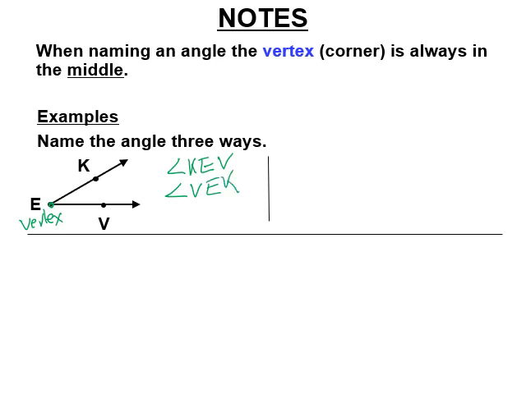Now there is one other name you're allowed, but you hardly ever get to use it. And that is just naming it angle E by the vertex. Now that's the easy one. Why don't you use that? You'll see in a second why we hardly get to use the easy one. So come up with 3 names for that.